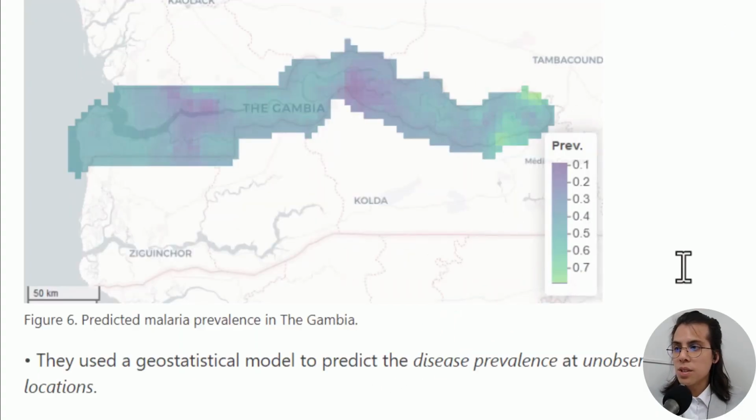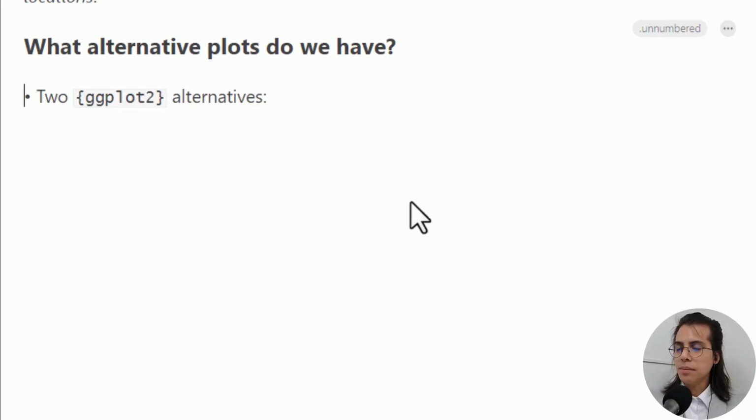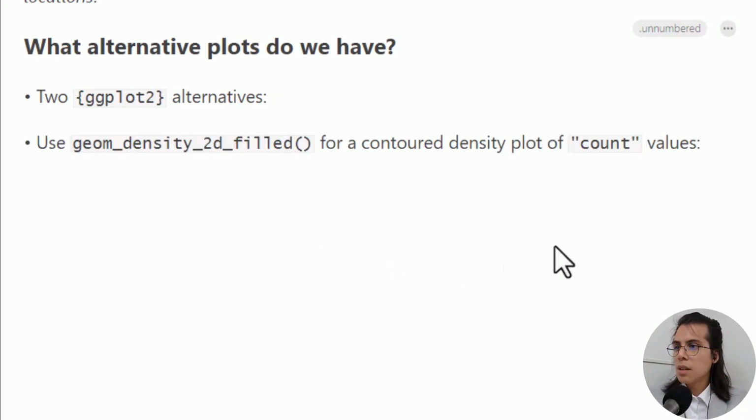The authors used a geostatistical model to predict the disease prevalence at unobserved locations. Now, we can make alternative density maps to the one that we built before. For this, we need to add certain variations into our code. For example, with ggplot, we can make two alternative plots. We can use, instead of the geom_bin2d function, the geom_density2d_filled function. And in this case, we are going to have a contour density plot of count values.